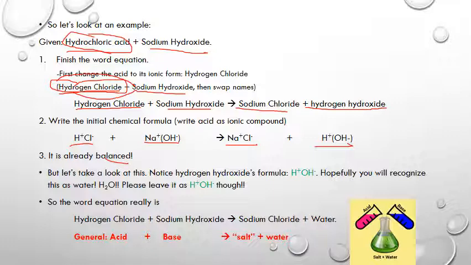Okay, but let's take a little closer look. Notice hydrogen hydroxide is HOH. And hopefully you recognize that this is water. Okay, it has 2 H's and an O. So acid-base reaction forms water. But we're not going to write it as H2O, we're going to leave it as HOH. So the word equation is really hydrogen chloride plus sodium hydroxide gives me sodium chloride and water.